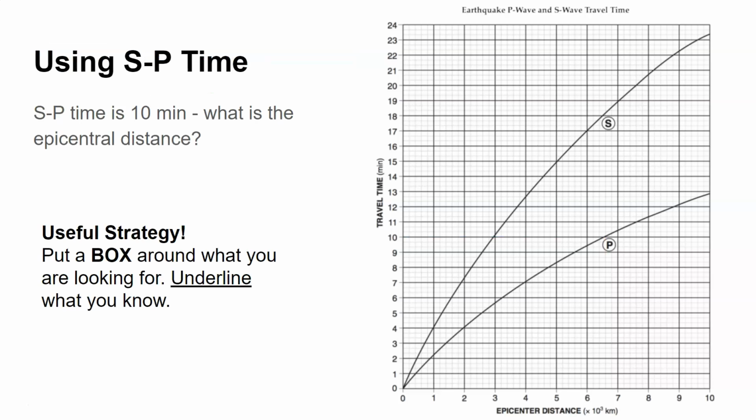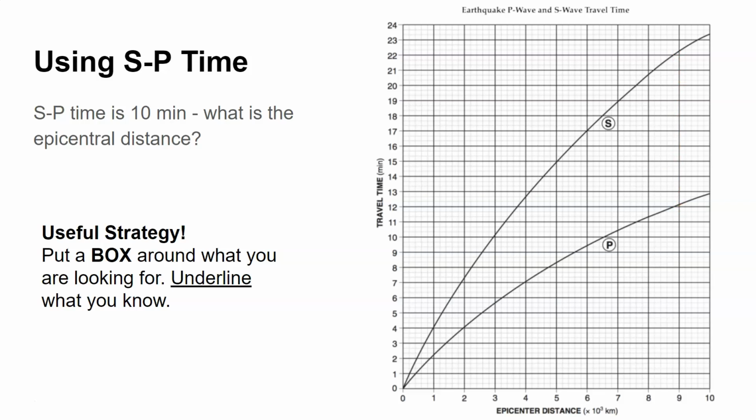A bit more complicated example is if you're given S minus P time. So what does that mean? Well, the S wave and the P wave curves are separated. And you notice the farther the waves travel, the bigger the separation becomes. The S wave is slower than the P waves as they travel through the Earth's interior.